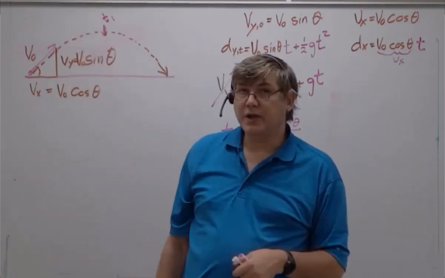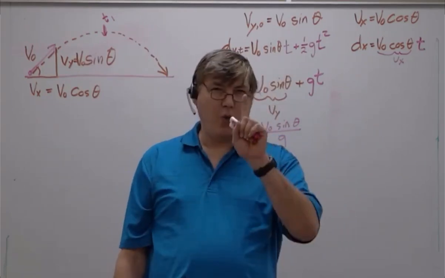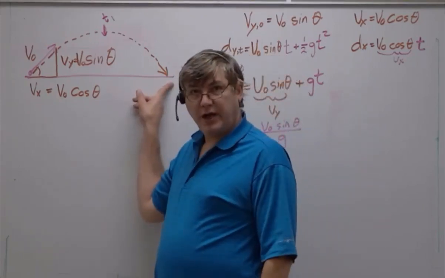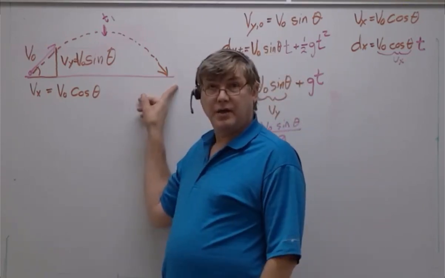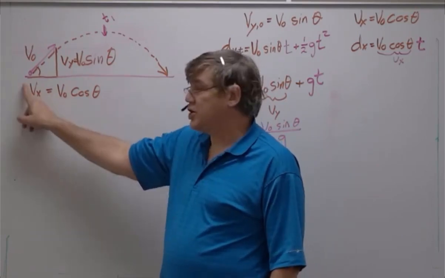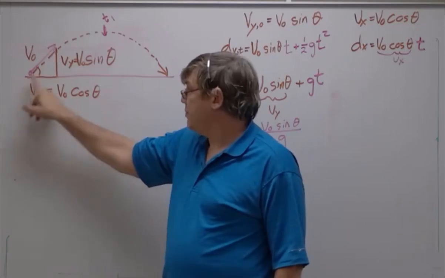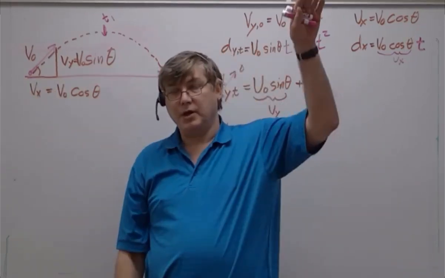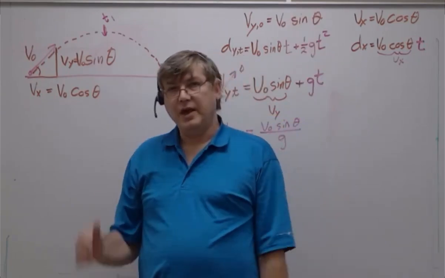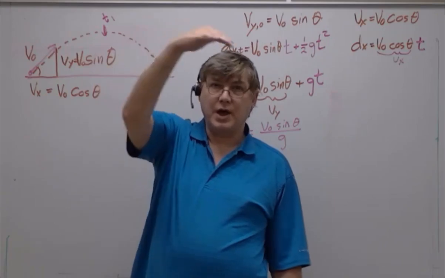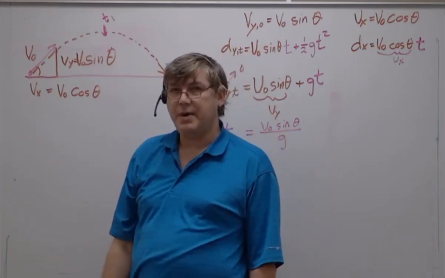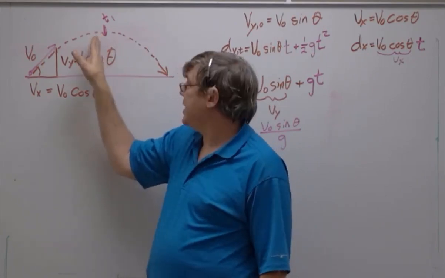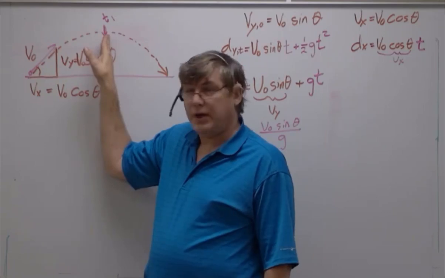Now I can also get the total time in the air under one specific condition. And that specific condition is that my target is at the same elevation as where I fired the projectile. So if I'm shooting from the ground to the ground, I'm not shooting up a hill or down over a cliff. If I'm shooting from the ground up and it's going to hit the ground at the same elevation, then I know that the time in the air is just twice the amount of time that it takes to get to the top of the arc.